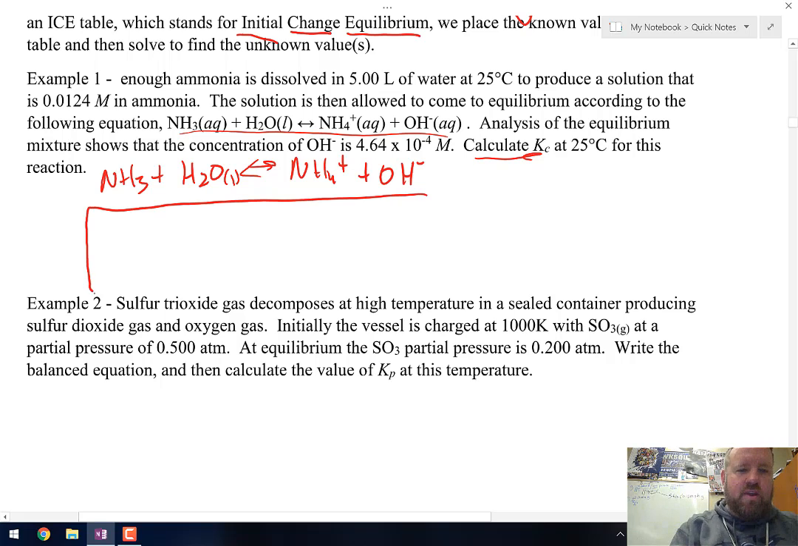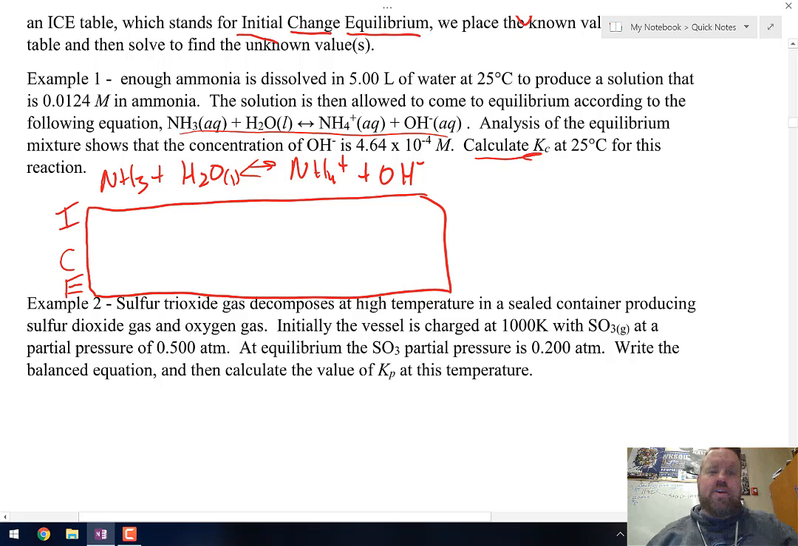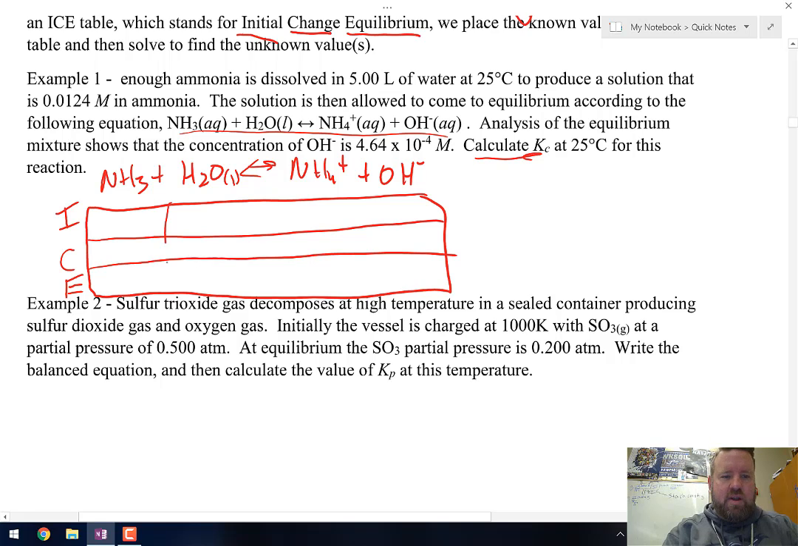Then we're going to make a table below it, and we're going to put ICE. Some teachers do call these RICE tables, where up at the top you have the reaction. I just think that sounds kind of dumb, so I just call them ICE tables. We're going to make a column for each of the reactants and the products. The first thing we're going to do is, if something is a solid or a liquid, we're going to remove it. So usually I just put an X through the ones that are a liquid or a solid.